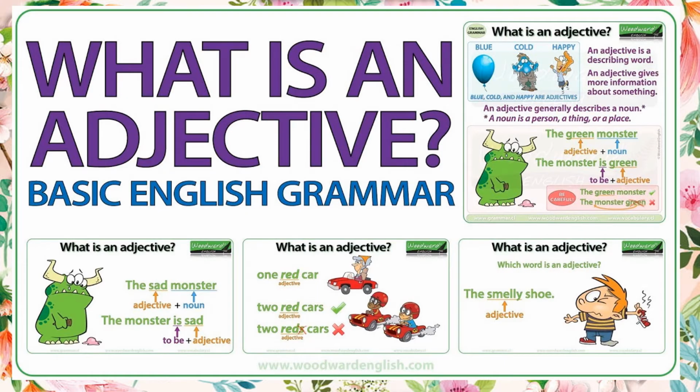What is an adjective? Well, an adjective adds more information about something. It describes a noun. Alright, a noun is a person, thing, place. Let's see here, the sad monster. Sad is an adjective, the noun is monster. The monster is sad. This is verb to be and then adjective. Now, one red car, two red cars. Here they have given you an example of the proper way of using adjectives. Alright? Okay, let's move on.